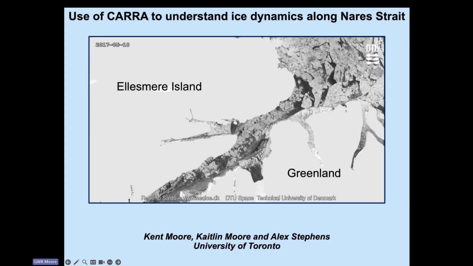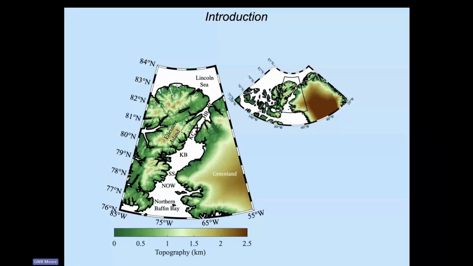So for this work, I want to acknowledge Caitlin McNeil and Alex Stevens, who are graduate students of mine. This is the region we're talking about. Again, the Eastern Arctic, the Lincoln Sea to the north, Baffin Bay to the south. Nares Strait is quite long, maybe 400 or 500 kilometers long, and it can be quite narrow in places. There's also very steep topography, both on the Ellesmere Island side and on the Greenland side. As I'll mention, it's a very challenging place to study with most reanalysis data sets, just because it's so narrow.